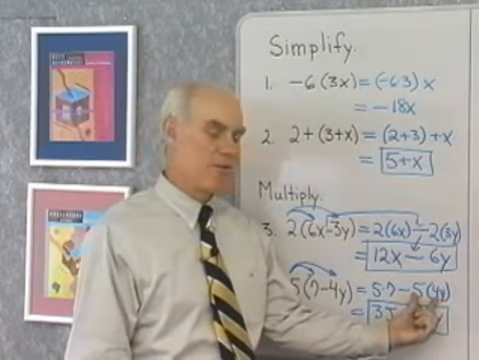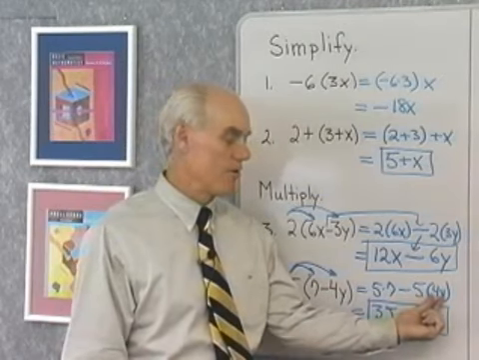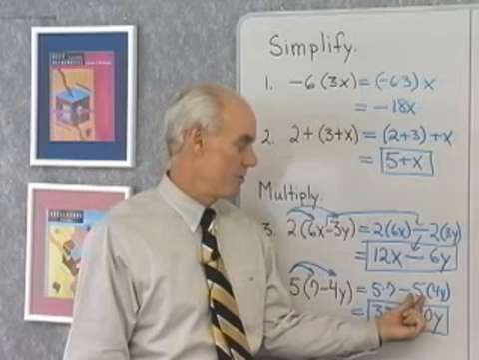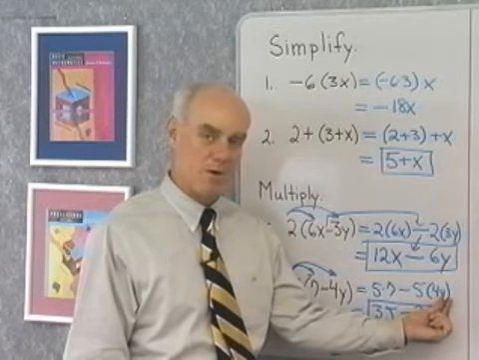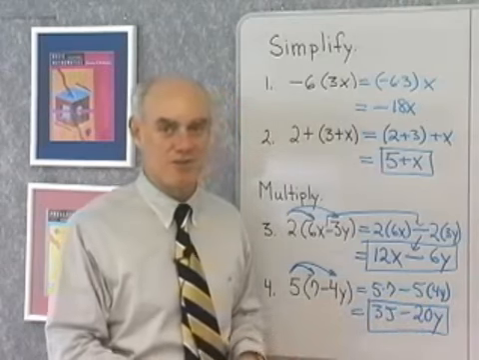Now notice that 5 times 4y is 20y. I don't distribute multiplication over multiplication. That is, I'm not multiplying 5 times 4 and 5 times y. I use the distributive property when inside the parentheses I have addition or subtraction.